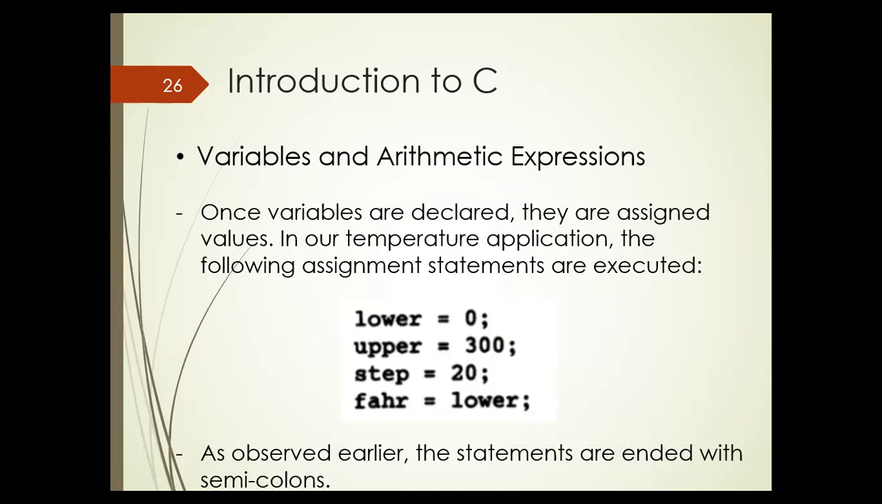Once variables are declared, they are assigned values. In this case, lower is 0 and upper is 300. But before you're able to actually use these variables, you need to declare them. If you don't do that, your compiler flags an error. Now we've seen earlier that all statements end with a semicolon.